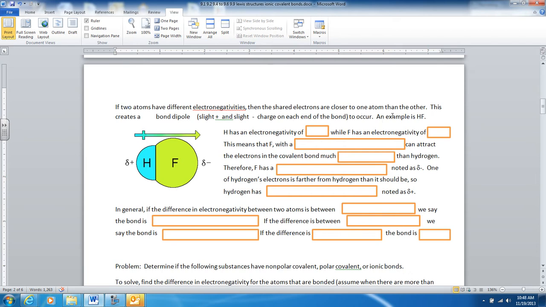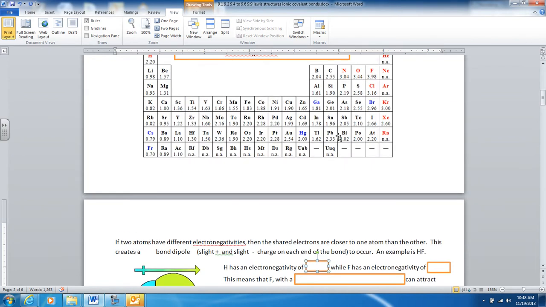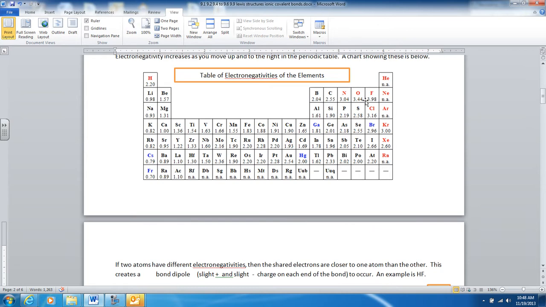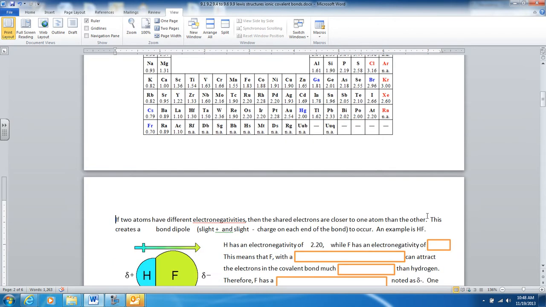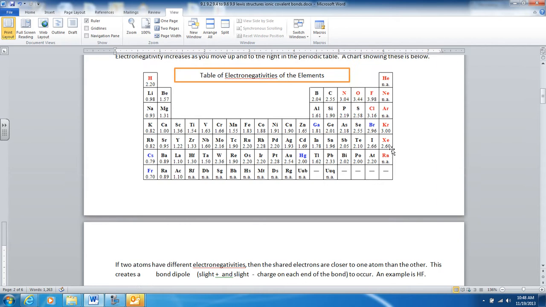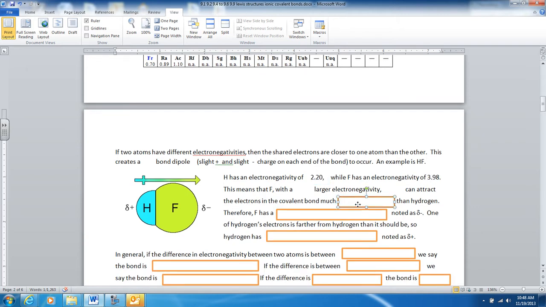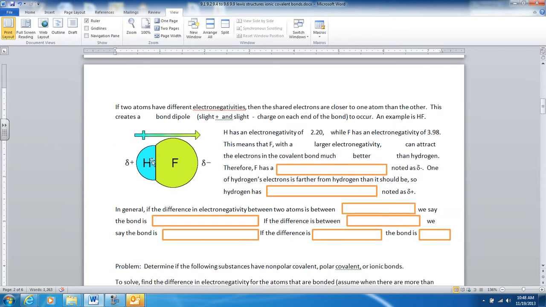An example of where this happens is HF. H has an electronegativity of, we can look this up right there, it's 2.20, while F has an electronegativity of 3.98. I'm just looking in this chart up here. That means F, with a larger electronegativity, 3.98 is larger than 2.20, can attract the electrons in the covalent bond much better than hydrogen. That means the electrons in this bond are closer to F.